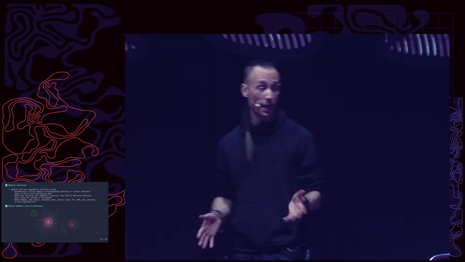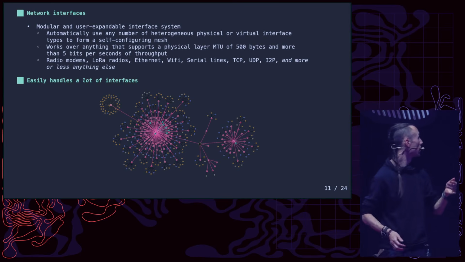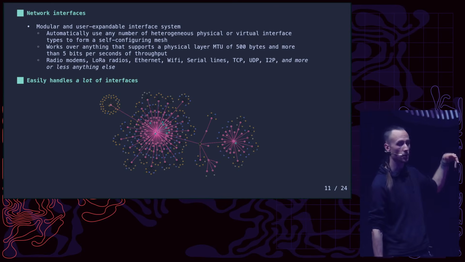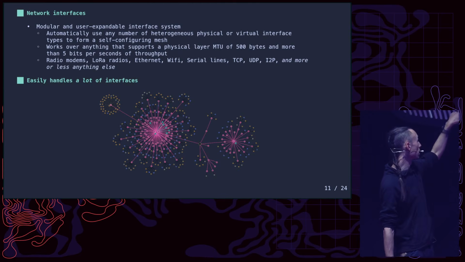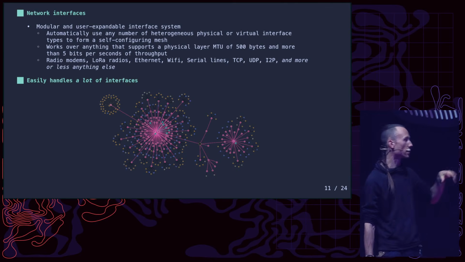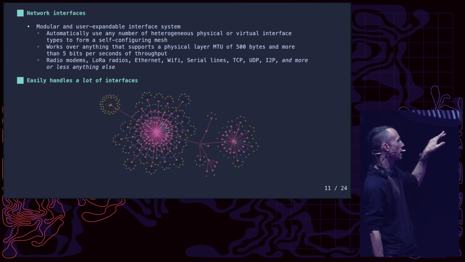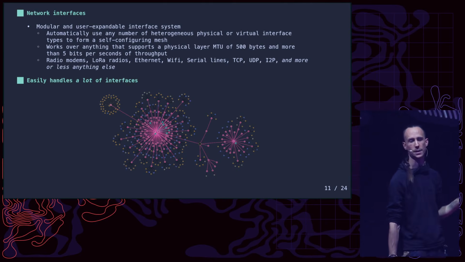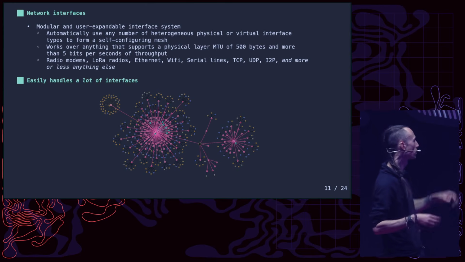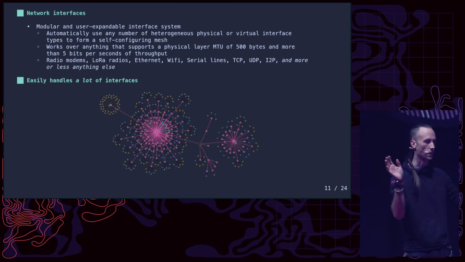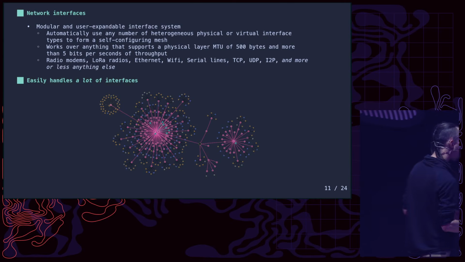So can it handle many interfaces? Yes, absolutely. This is an interface graph of one of the testnet nodes that are running right now. Each of those little purple dots you see is an individual interface. On this node, there are about 150, I think, different active interfaces that are bridged to all kinds of other systems. And the Reticulum routing core will happily route between those 150 interfaces at will.